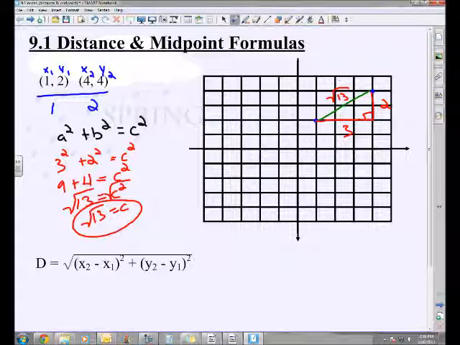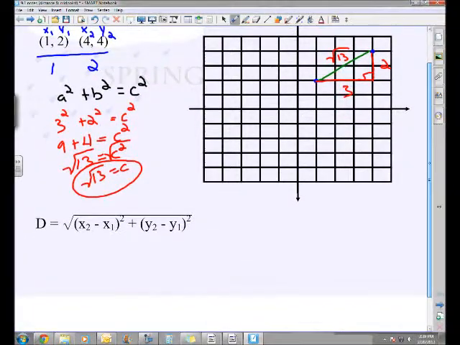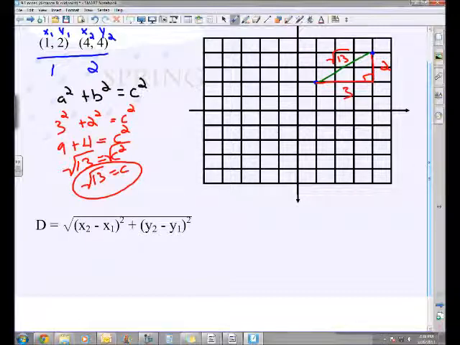Now this is going to work with any 2 points that we can find, but we're going to have to be able to plug things in. Let's take a look down here at our distance formula. Make sure we've got this in our notes. If we go to plug things in, let's use that first set of points, rather. X sub 2 is 4. X sub 1 is 1. Over here, y sub 2 is 4. And y sub 1 is 2.